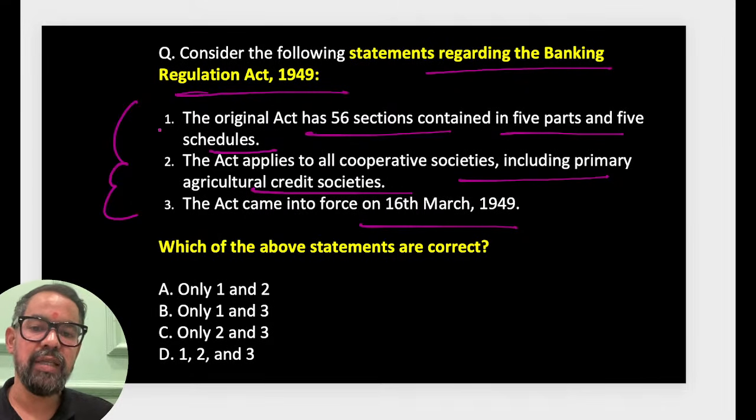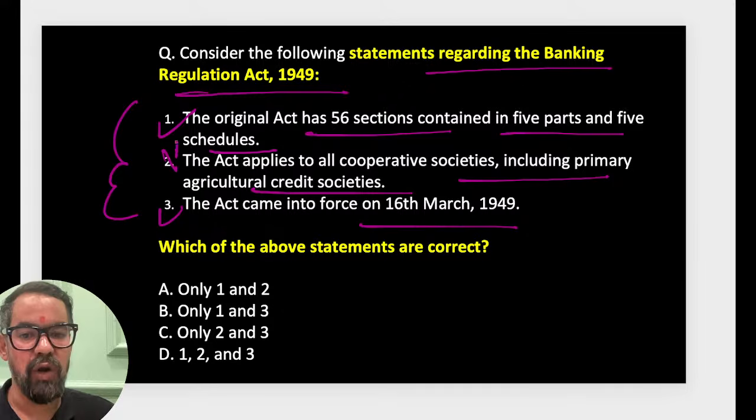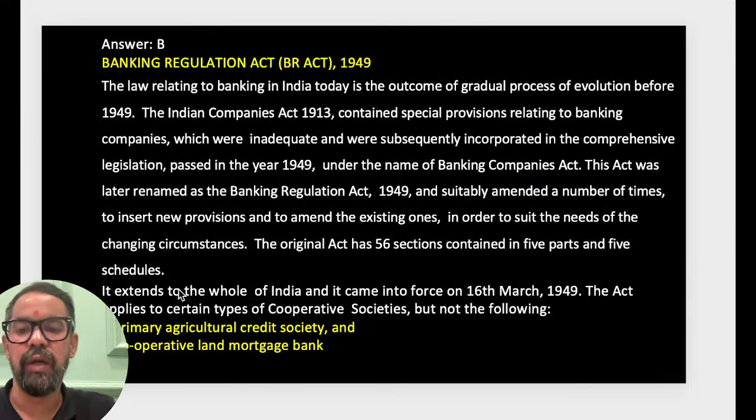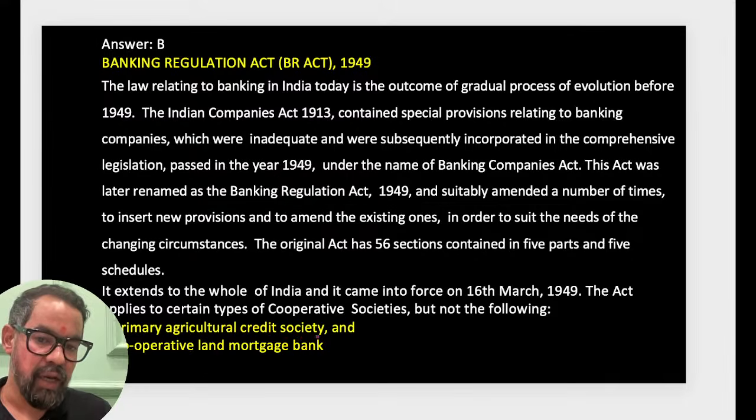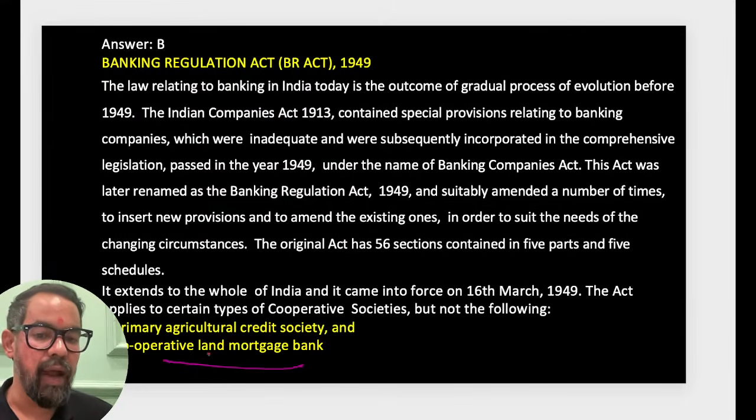What will be your correct answer guys? This is true and this is wrong. So 1 and 3, option B, will be the right answer for this particular question. It is not applicable on primary agriculture credit societies and cooperative and mortgage banks.